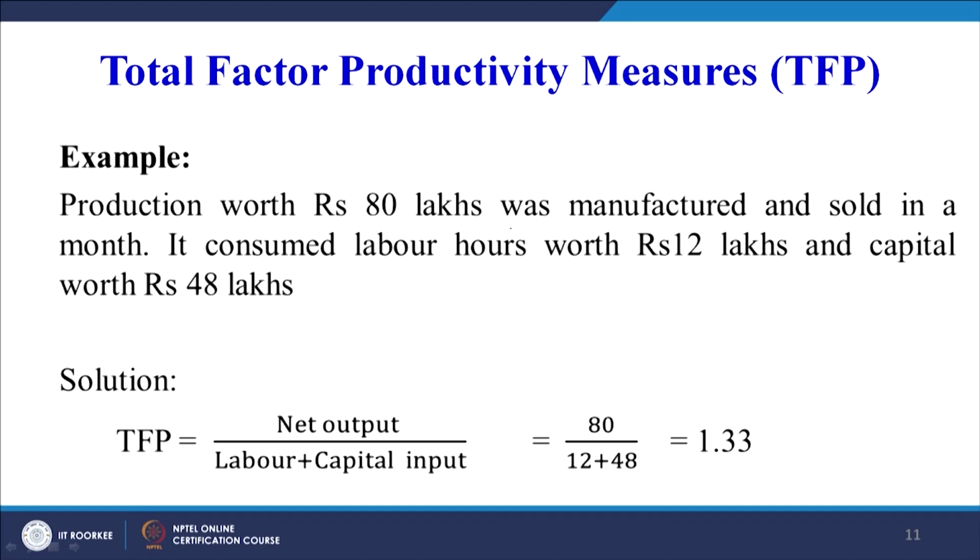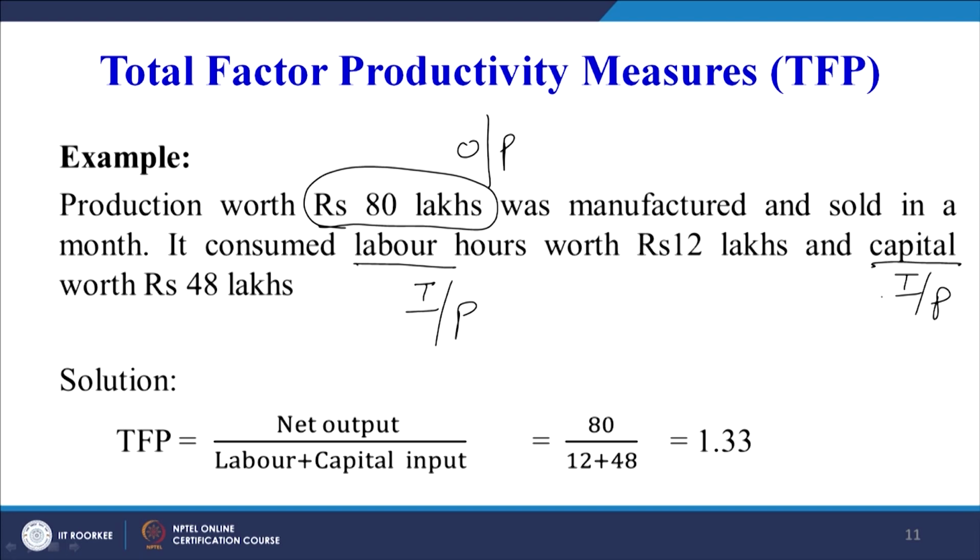Production worth rupees 80 lakhs was manufactured and sold in a month. So, rupees 80 lakhs is our output. It consumed labor hours worth rupees 12 lakhs, which is our first input, and capital, which is our second input. As we have seen in our slides, in total factor productivity we consider only two inputs, the labor input and the capital input. So, we have 12 lakhs as the labor hours and 48 lakhs as the capital linked with this activity. The net output is 80 lakhs, which is already quantified, it is objective.